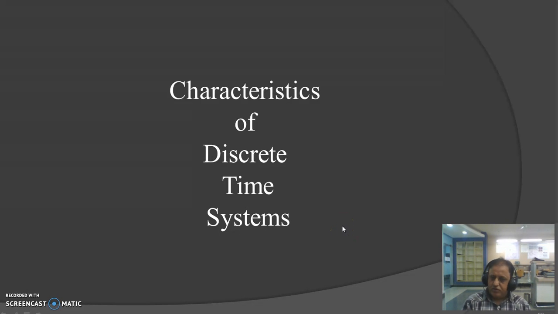Hello and welcome to this third lecture on characteristics of discrete time systems. What we've done till now is we have seen how the input discrete time signal is sampled from a continuous time signal and the different characteristics of these discrete time signals. And now, these signals would be applied to discrete time systems, where a discrete time system is a system where you give a discrete time input signal and you get a discrete time output signal.